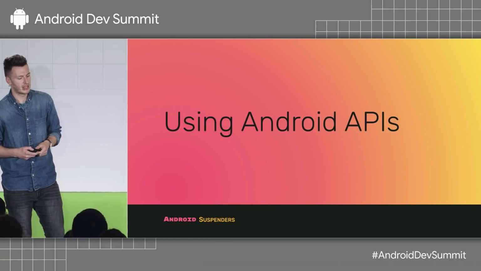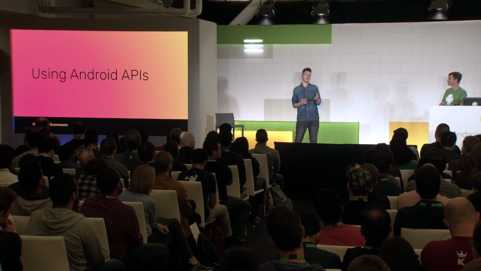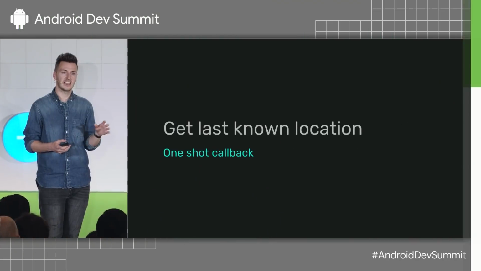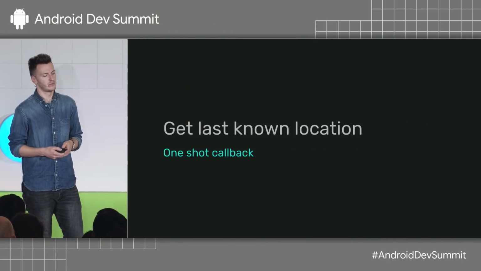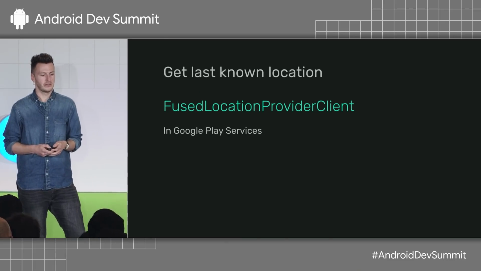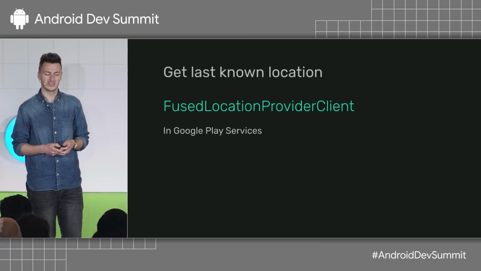And that brings us on to our final section, which is bringing it all back together and thinking of two scenarios where we show you how to use coroutines to make your lives easier on Android. Both of the examples are all about location. The first one is about getting the last known location, which you can think of as a one-shot callback. So here we're going to use the Fused Location Provider client, which is from the Google Play Services API.